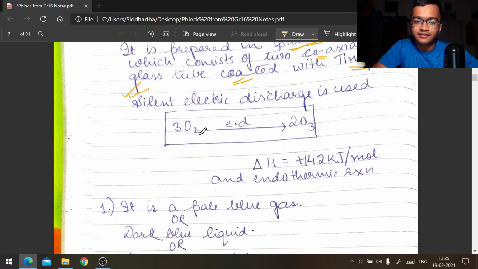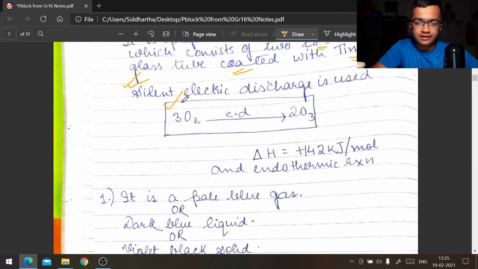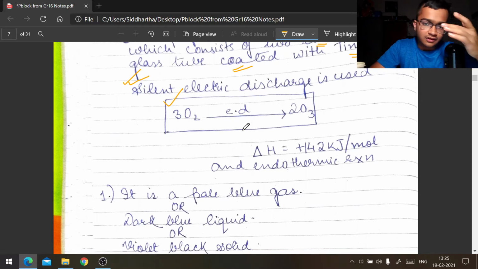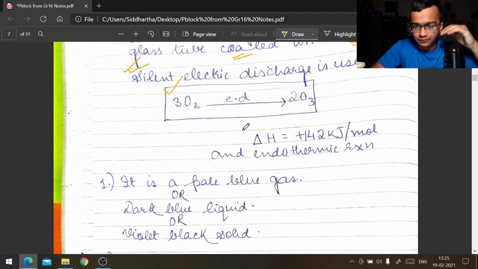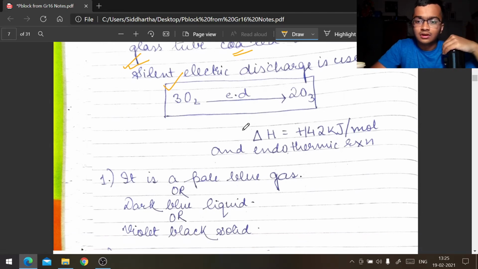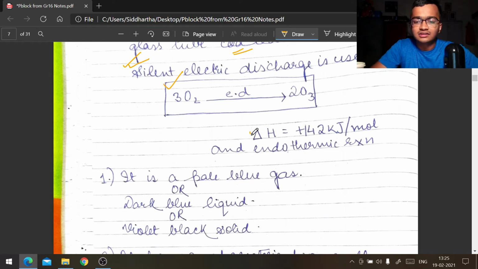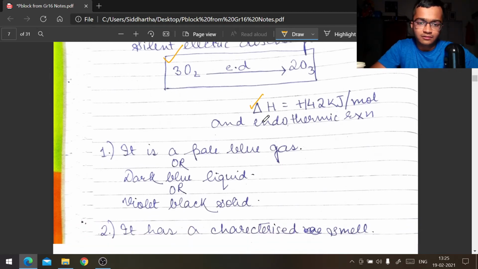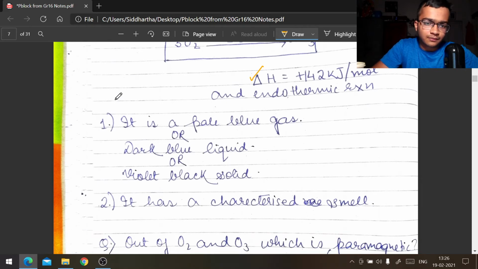A silent electric discharge is used, and O2 is converted in presence of electric discharge in the Siemens ozonizer to O3, ozone. From oxygen to ozone, it is an endothermic reaction, and 142 kilojoule per mole of energy is absorbed. Okay, now properties. Let's write here the properties. I forgot to mention the properties of ozone.